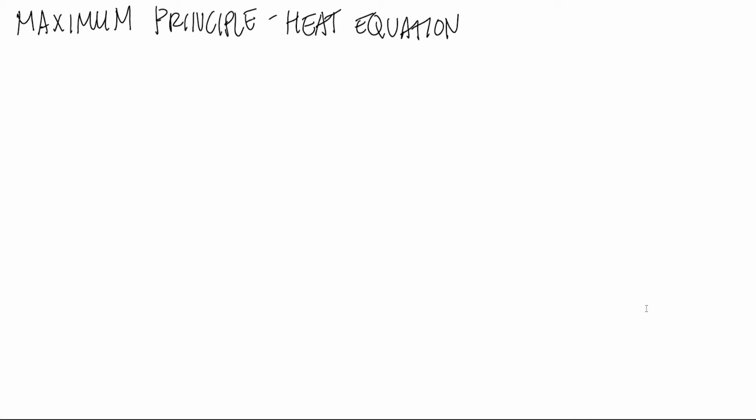Hi, today we're going to prove the maximum principle for the heat equation. Recall that the heat equation is u_t = k u_xx, which means that u_t minus k u_xx should be equal to 0.